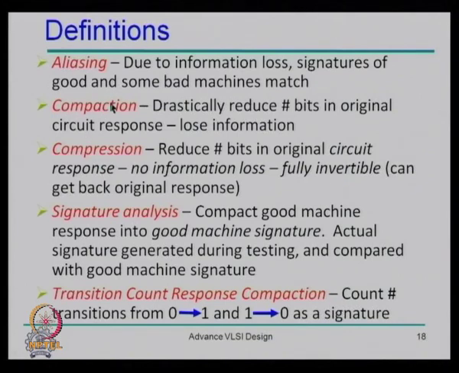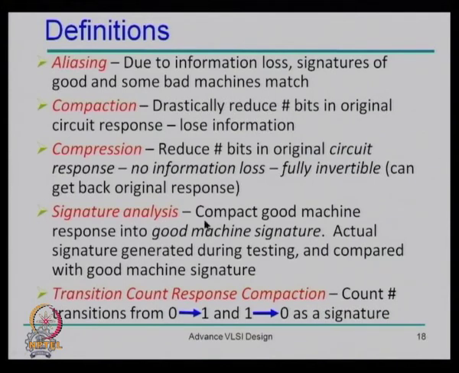Then we define two terms, one is compaction and another is compression. Compaction is a drastic reduction in bits in the original circuit response, and here we lose some information. So this is an irreversible process. From the compacted response we cannot get back the original response. The other term that you are well familiar with is compression, like when you do zip, wherein you compress the data and then you can expand it again to the same original data. So those are lossless.